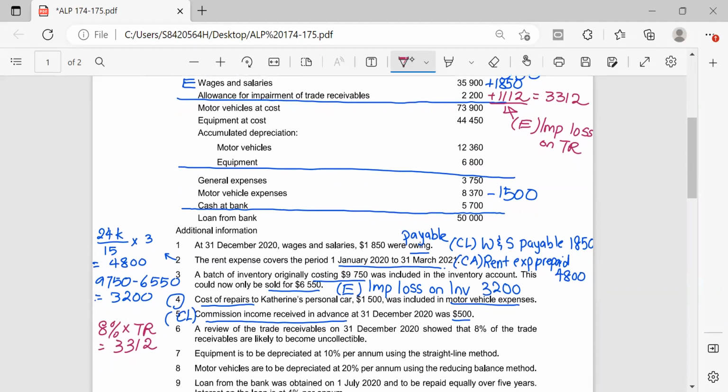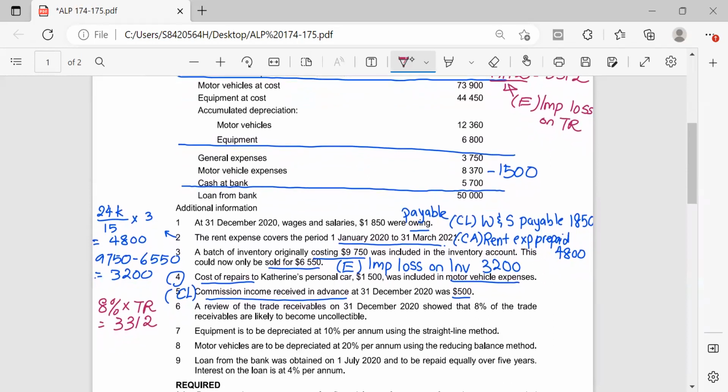All right, depreciation. So moving on, we have depreciation straight line and depreciation reducing for 7 and 8. For straight line, just take percentage times cost. So this one is quite simple. 10% times cost. Cost price of equipment is 44,450. So 10% of course is just take away the 0, so you get 4,445.